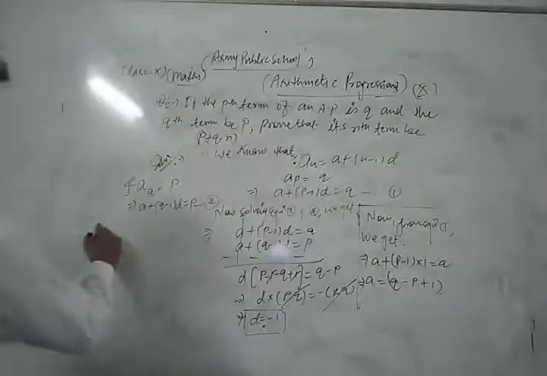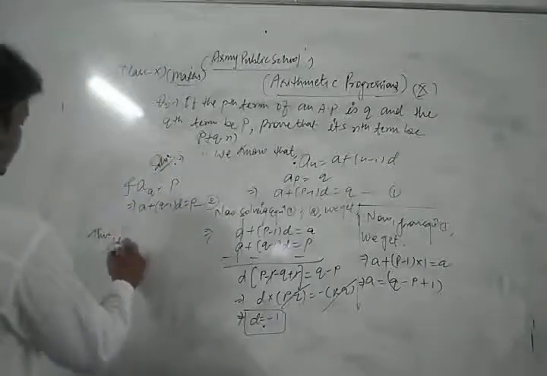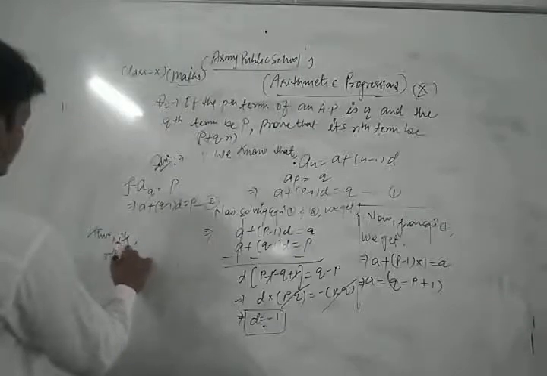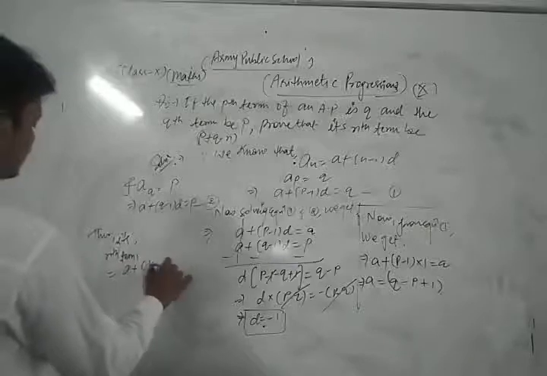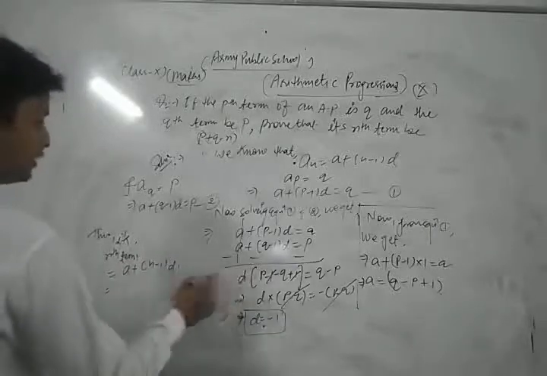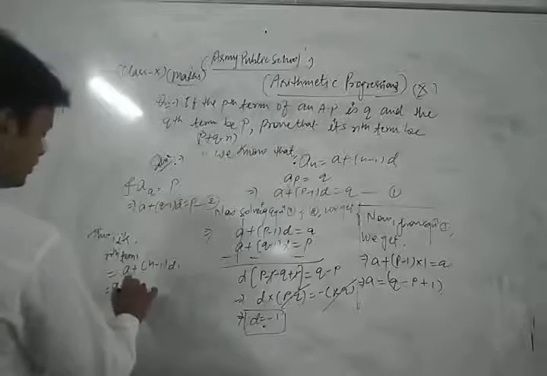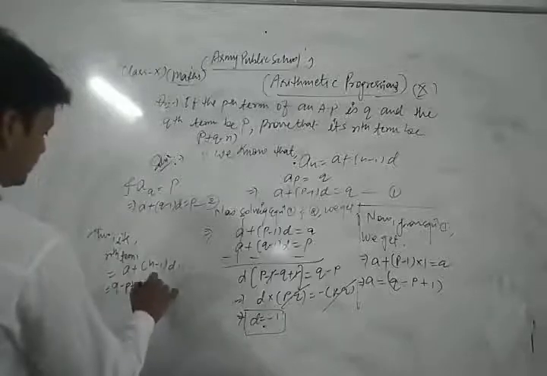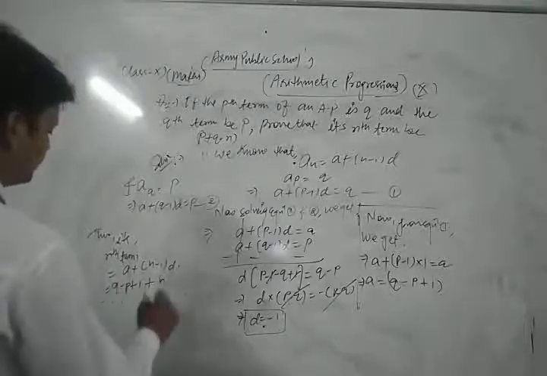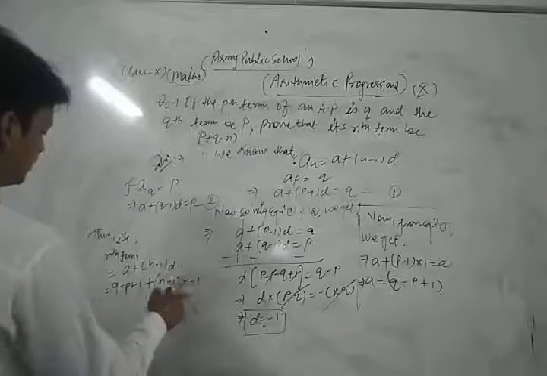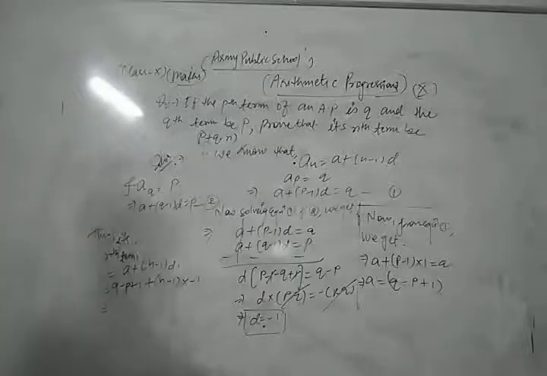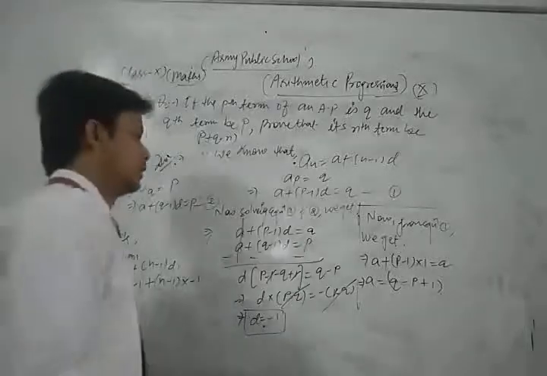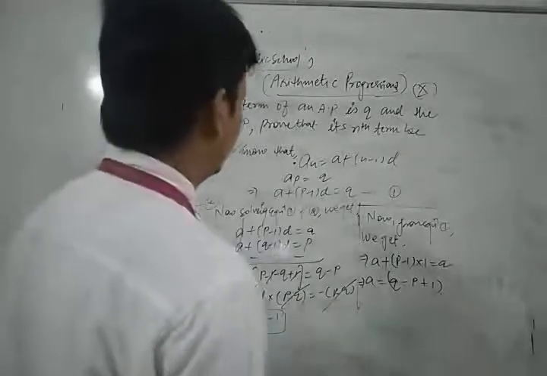Thus its nth term is A plus N minus 1 into D. Now we put the value of A, which is Q minus P plus 1, plus N minus 1 into minus 1, the value of D. So we get, dear students, let's see here, P minus Q now.